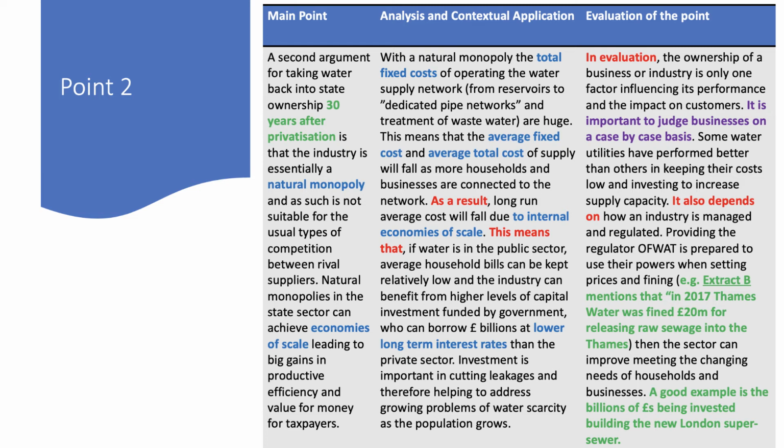Some water businesses, some water utilities have performed better than others, keeping their costs low and investing to increase capacity. It also depends on how well the industry is regulated. The industry regulator, Ofwat, has powers. The question is whether they're prepared to use those powers. For example, fining Thames Water £20 million in 2017 for that sewage leak. If the regulator does its job, then the sector can improve, meeting the changing needs of households and businesses.